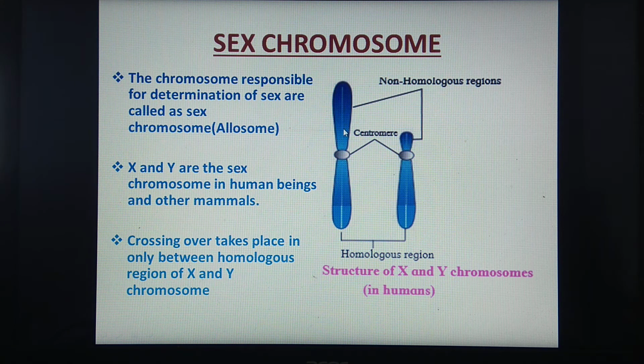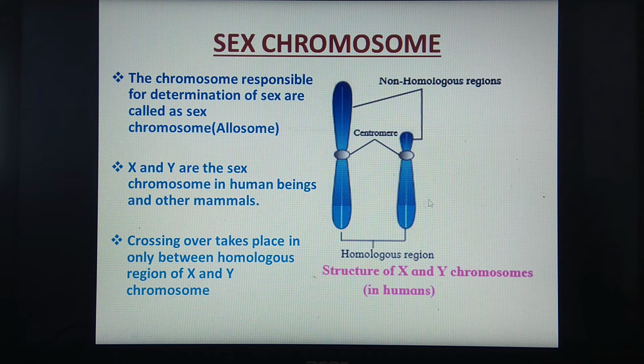See in the diagram. This is the X chromosome, which is rod-like and longer, and this is the Y chromosome. This is also rod-like, but it is shorter in length. The diagram shows that this part is the homologous region of the X and Y chromosome. That means this much part of X chromosome is similar to this much part of Y chromosome, and hence it is called homologous region. This upper part, which is not similar to each other, is called non-homologous region.